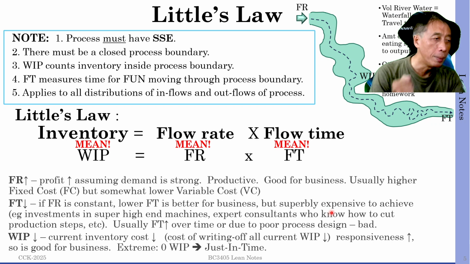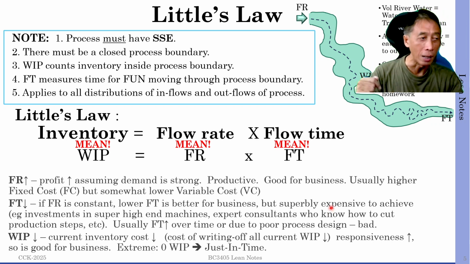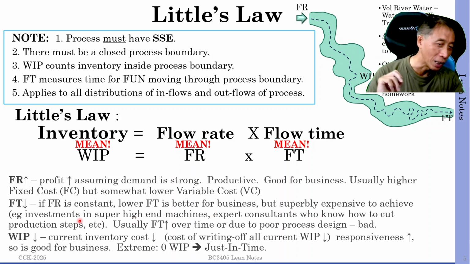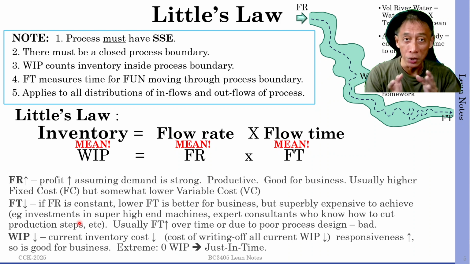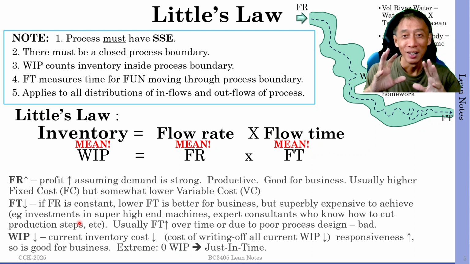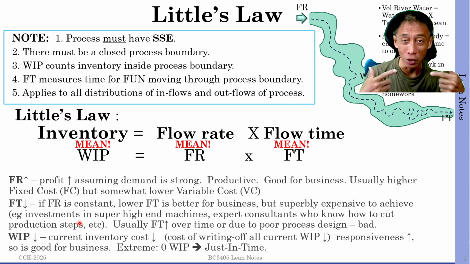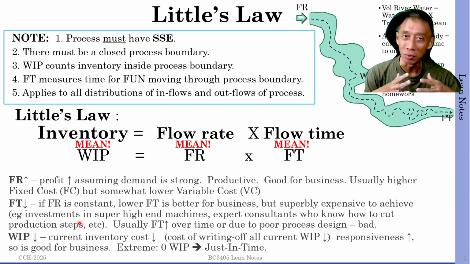But superbly expensive to achieve by reducing flow time. That is, investments, you have to invest in super high-end machines, right? Expert consultants will know how to cut production steps in order to reduce flow time. And then your machine, from 3 machines down to 1 machine, you better have a very high-end, multi-function, and yet high capacity per function machine. So if each machine is 10,000, you're going to buy one machine that does 3 things at the same flow rate, same capacity. Do you think that machine will be still $10,000?